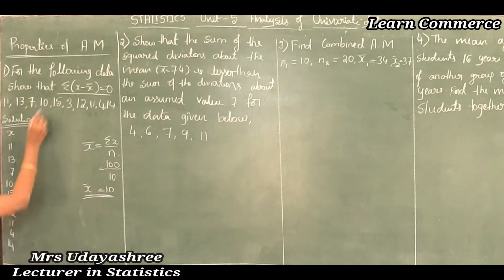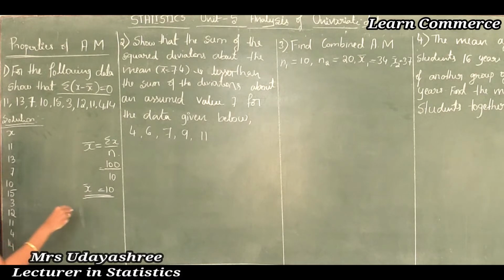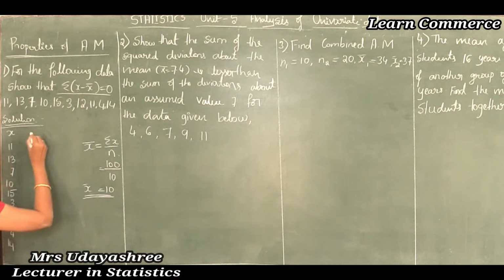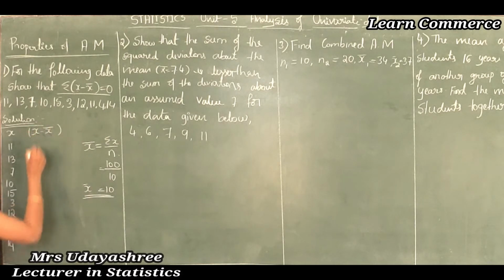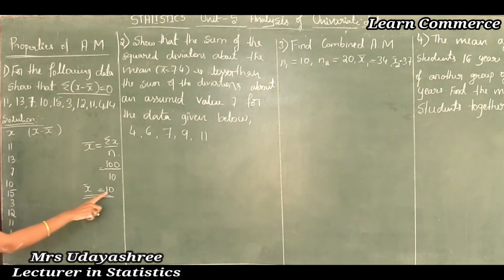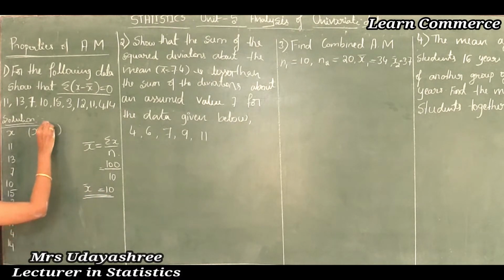Now we need to show that the sum of x minus x bar is equal to 0. Sum means the total of the observations. So we need to find x minus x bar first. If we calculate x minus x bar, then we can find the sum of this x minus x bar. Here x bar is 10.